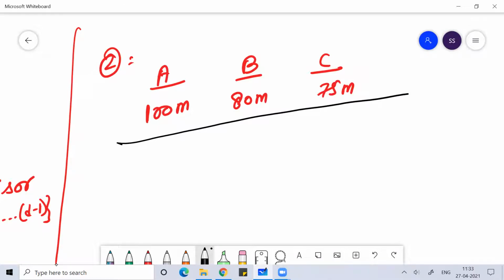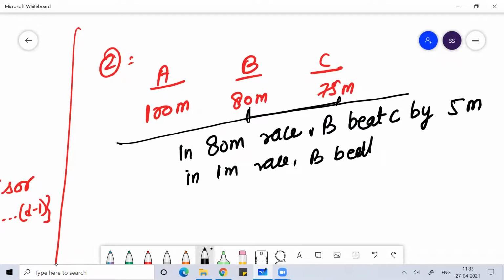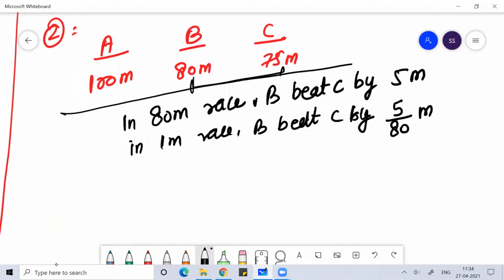I hope you're understanding. If this would have been an 80-meter race, then B would have beaten C by 5 meters. Simple. Everyone, by looking at this, you can understand. So if this would be a 1-meter race, then B would have beaten C by how many meters? That would be 5 by 80, which is equal to 1 by 16.